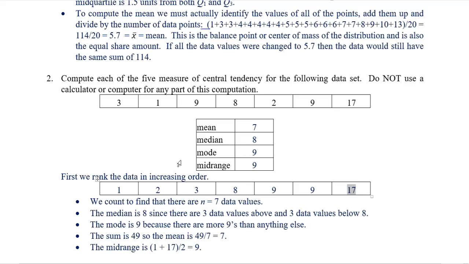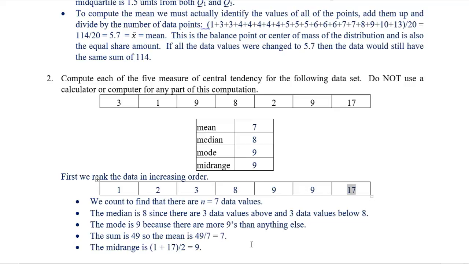All right, now we need to add these up to find the mean. The mean's the hardest one to compute. Okay, so let's see what we've got here. Put the 17 and the 3 together makes 20. A 1 and a 9 makes 30. An 8 and a 2 makes 40. And then the other 9 makes 49 if you add those together.